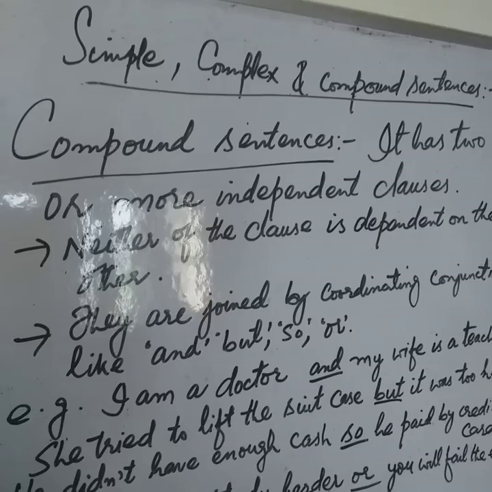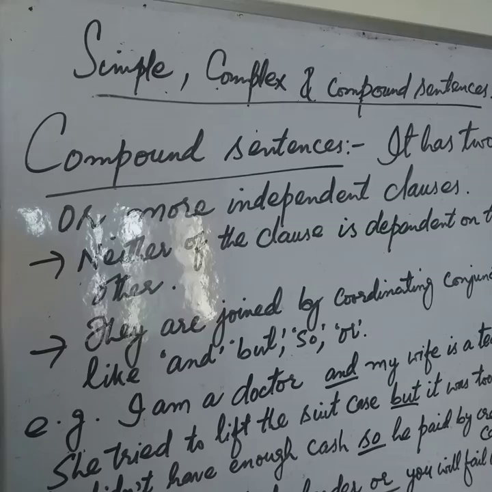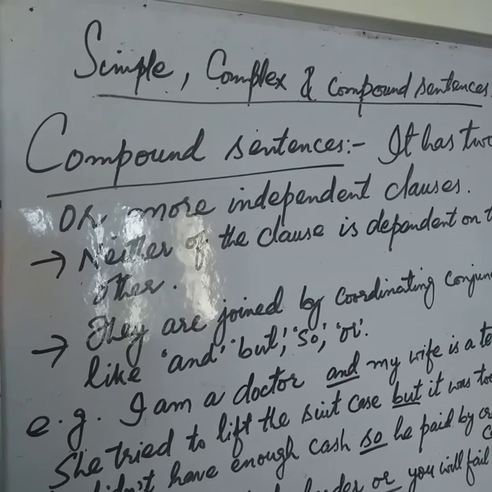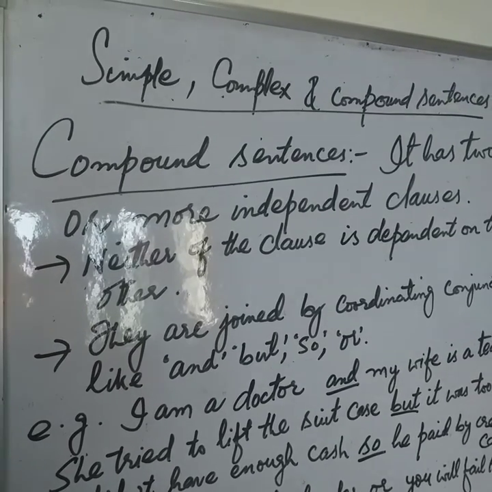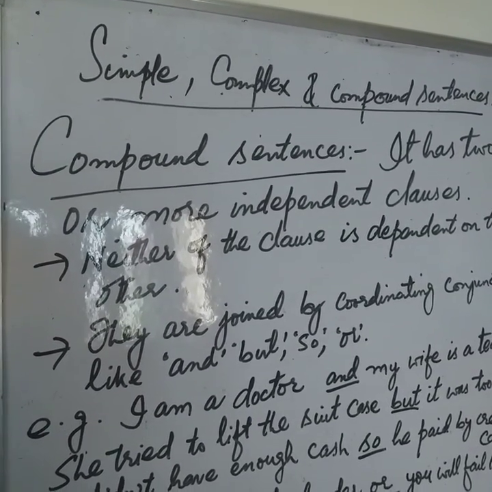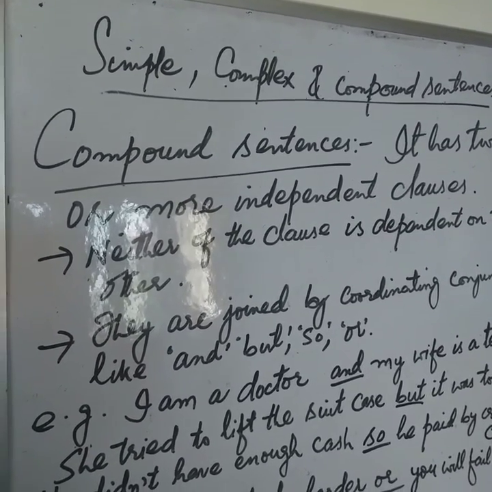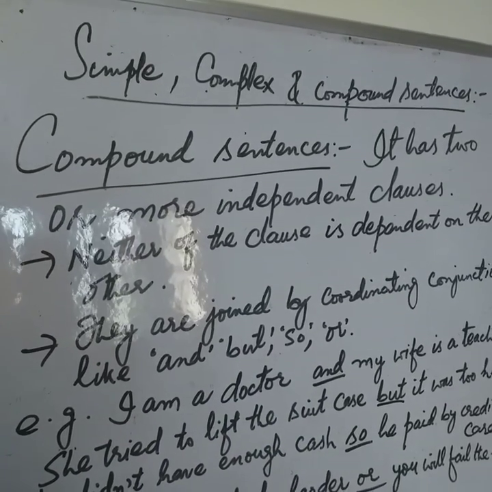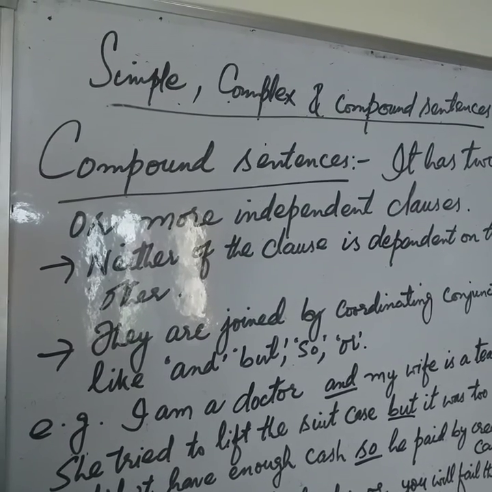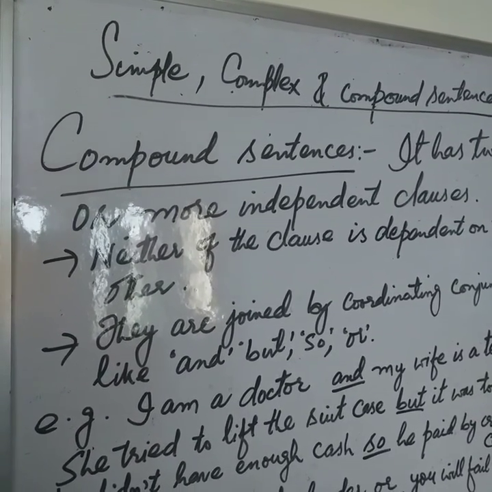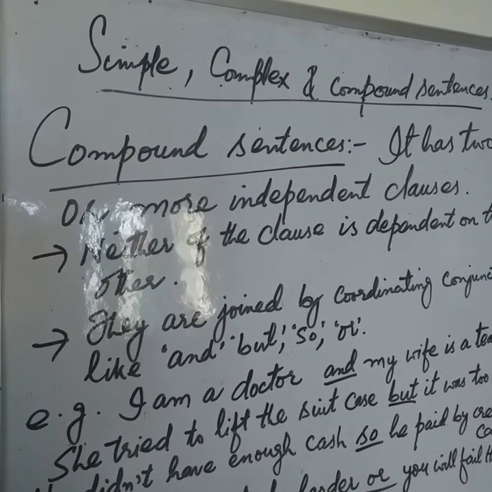Here I have come again with one more lecture on these sentences, that is simple, complex and compound sentences. In today's lecture I am going to discuss the compound sentence. I have already discussed a simple sentence. Dear students, a compound sentence has two or more independent clauses. So you will find in a compound sentence that it has two or more independent clauses.